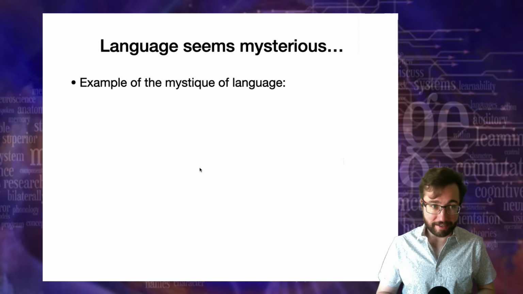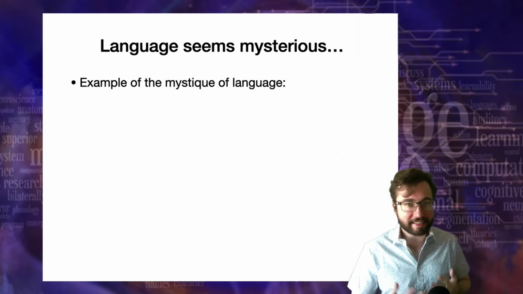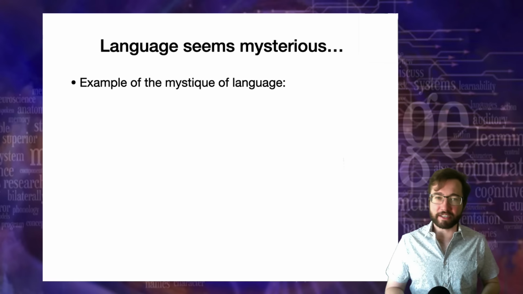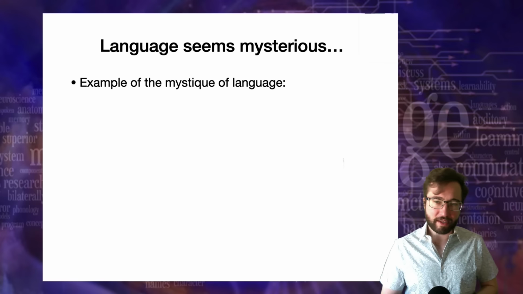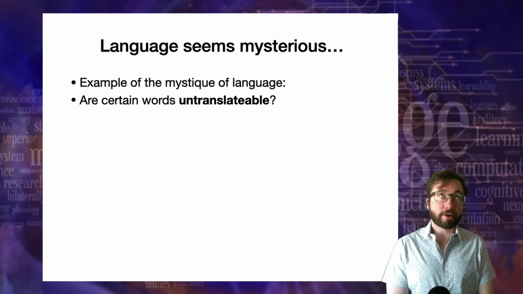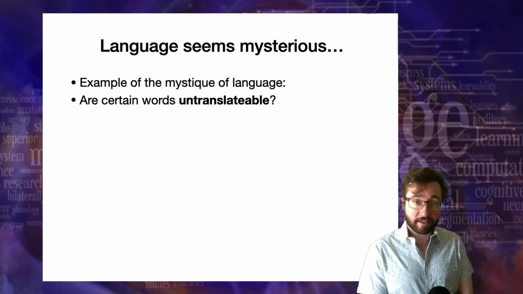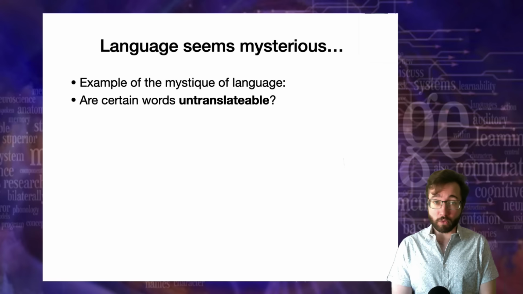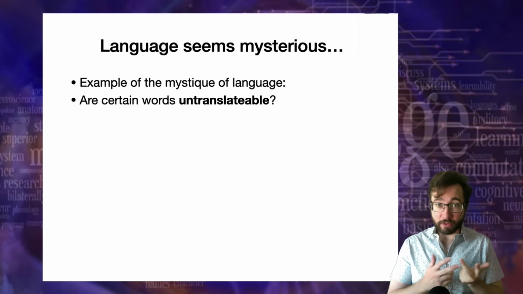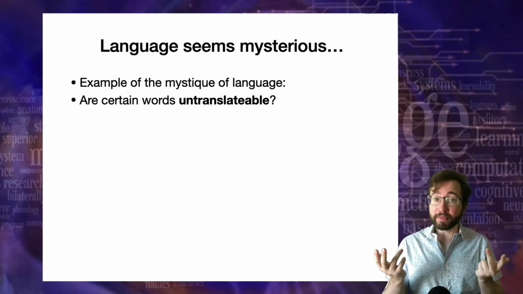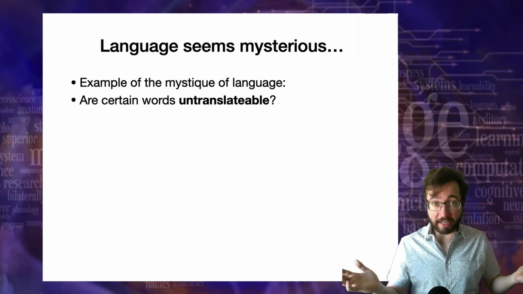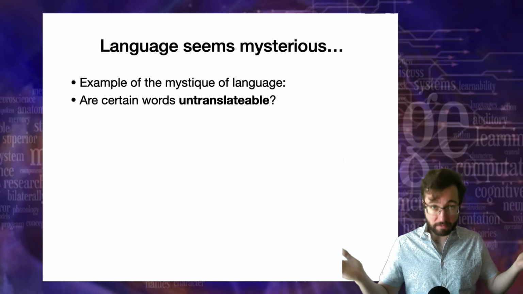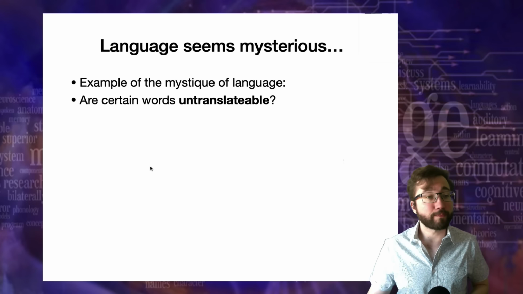A big example of this idea that language is somehow mysterious, somehow ineffable, somehow beyond scientific analysis, is this idea that there are words that are untranslatable, that there might be a word, say in Czech, which has no equivalent in another language, which would mean that there's a thought or a concept that, say, Czech speakers can have that maybe English speakers just cannot have. So is this true? Let's look at some examples.